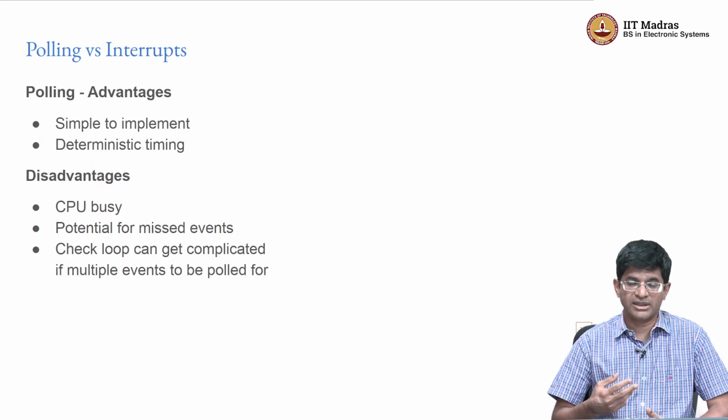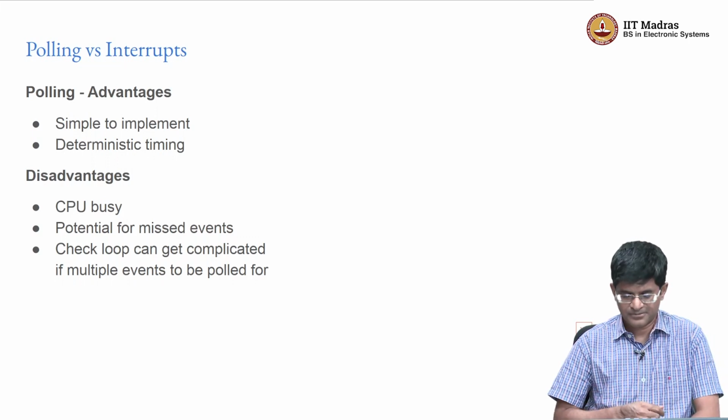You might also have a scenario where different events occur at different periodicities and need to be checked with different granularities, right? Maybe one of them you need to check only once a second, whereas something else needs to be checked once every 10 milliseconds, right? If so, you put all of them in one loop and suddenly you are checking the once a second event 100 times more than required, okay? So polling can get complicated if you end up having multiple events that you are trying to handle, right?